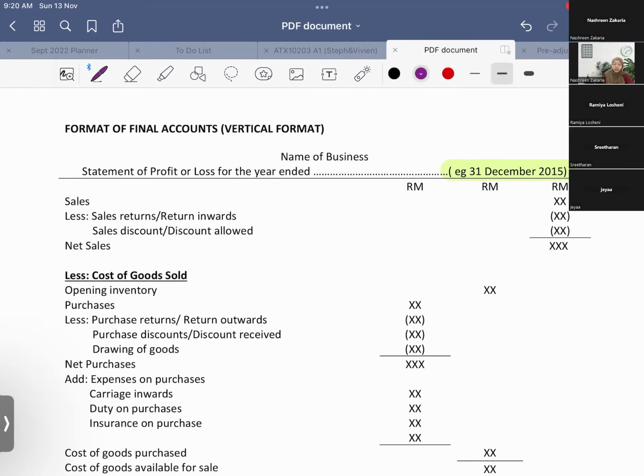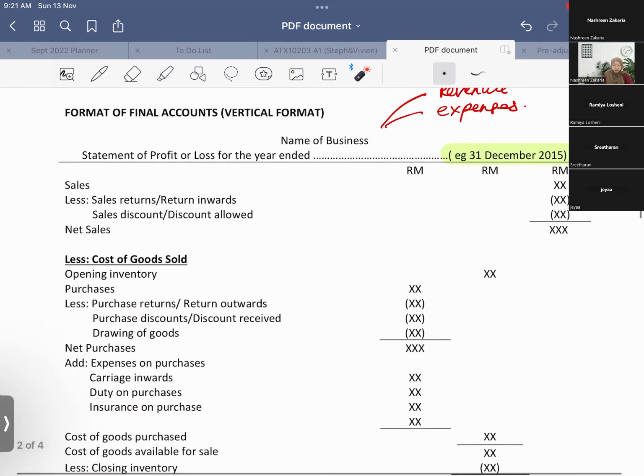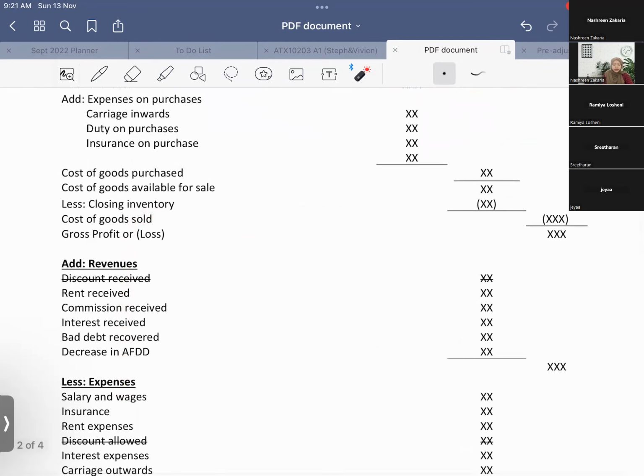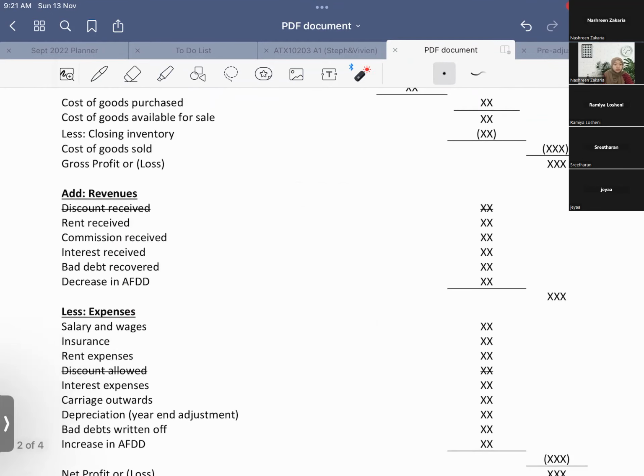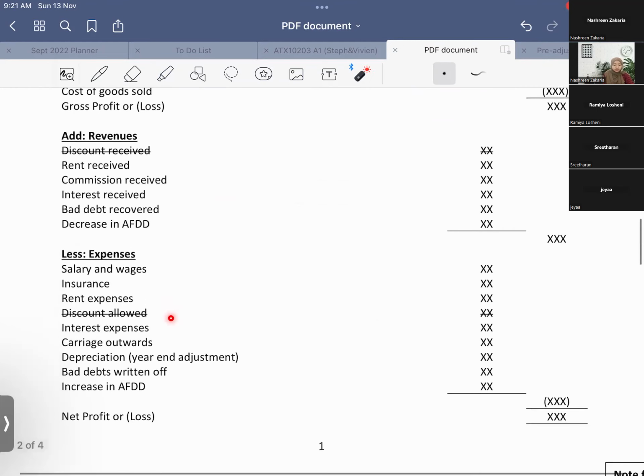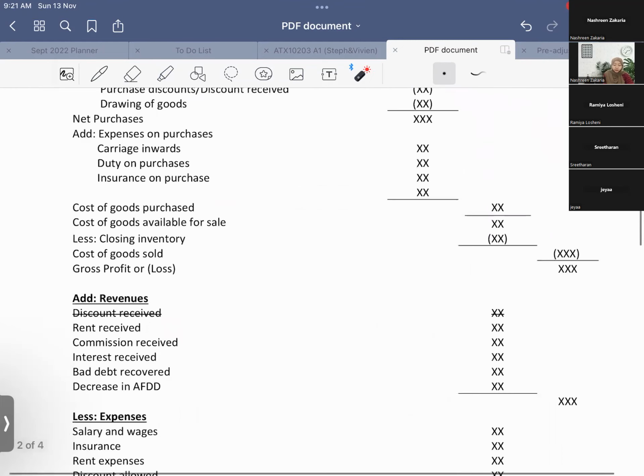Remember, in SOCI we will only include what? Revenue and expenses, right? So if you look here, first thing first, the one at the top is sales. Sales is our revenue. Right? If you go through all of the items here until the bottom, they are all related to revenue and expenses. There is no asset in here, except for this one.